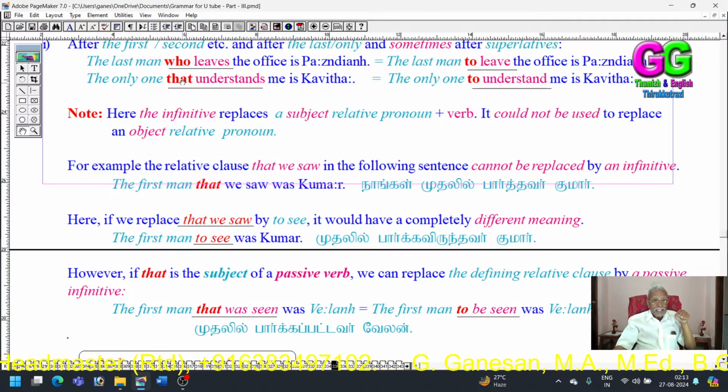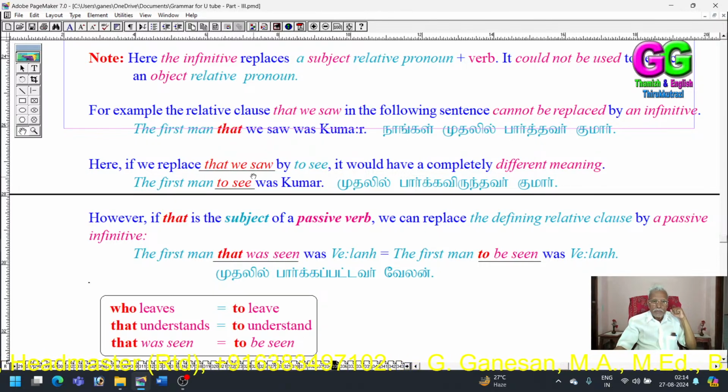So in the earlier cases we can replace "that" using an infinitive, but here we cannot, because it would give a different meaning. The first man that we saw was Kumar. Here, if you replace "that we saw" by "to see", it would have a completely different meaning. So this kind of construction is grammatically wrong.